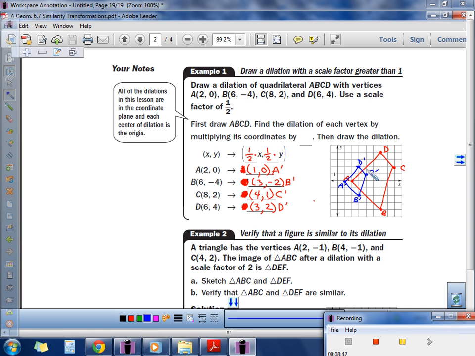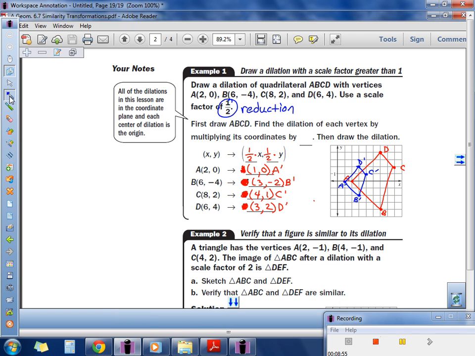So now this blue shape with the prime letters, that's our new shape. And I can tell that it's gone from the plain letter down to the prime letter, so it's getting smaller. So this is obviously a reduction. And we can also see that it's a reduction by looking at the scale factor. Sometimes they'll ask you this question. They'll say, find the center of dilation. And this is actually kind of neat how you find this.